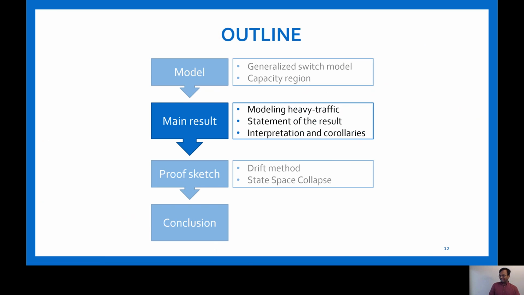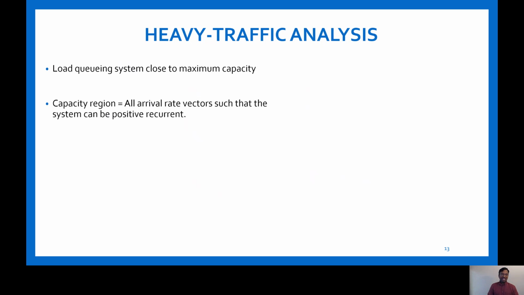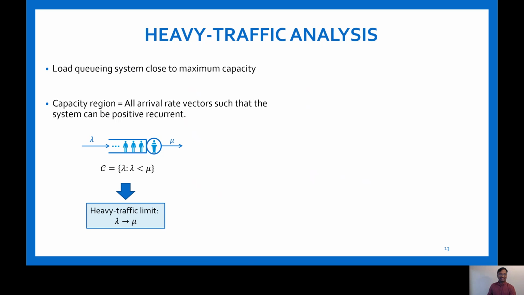So let me now state the main result. Ideally, I mentioned how I want to understand delay in these systems, and understanding delay is the same as understanding queue lengths. But in these kinds of systems, exactly characterizing queue lengths is very hard. So what we do is we look at the system in an asymptotic regime. The regime we are focusing on is called the heavy traffic regime. In this regime, we let the arrival rate be very, very close to the maximum capacity in the system, and then see what happens in this asymptotic regime.